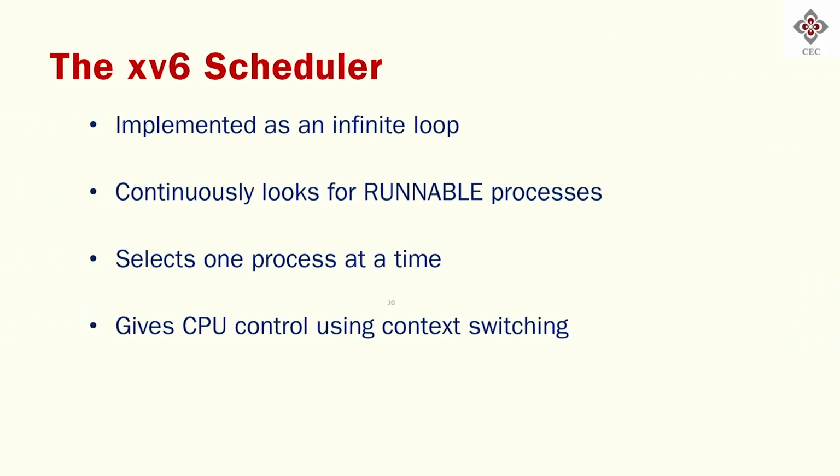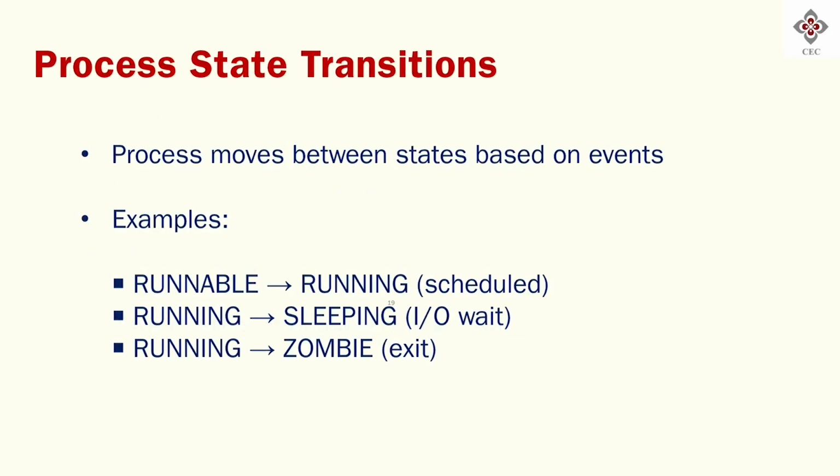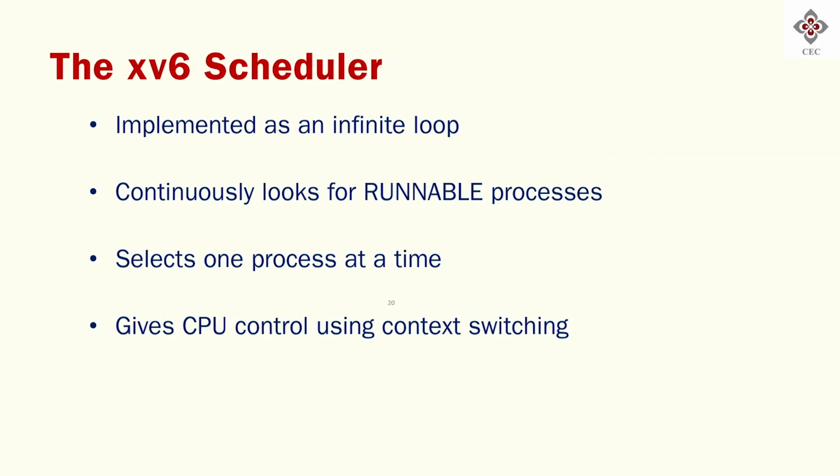If you look at the XV6 scheduler, it is implemented as an infinite loop continuously looking for runnable processes. So, it keeps track of all the states of the processes, and it keeps a runnable process which is ready for running. When a process is ready for running, it selects one process at a time for allocating the resource. So, it gives CPU control using context switching. Hope you all know about context switching. It is one execution, and if there is any process scheduled which is having higher priority, then it will be switched over to the new process.